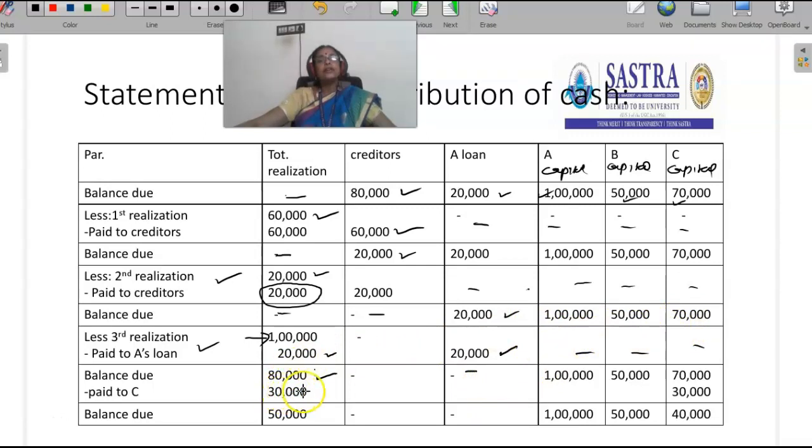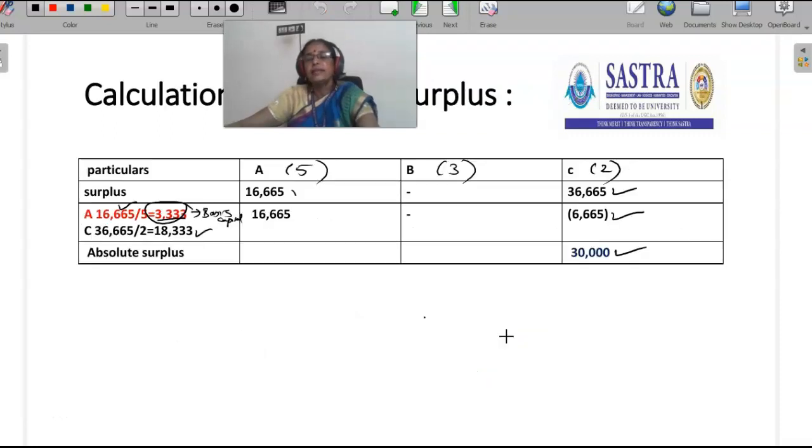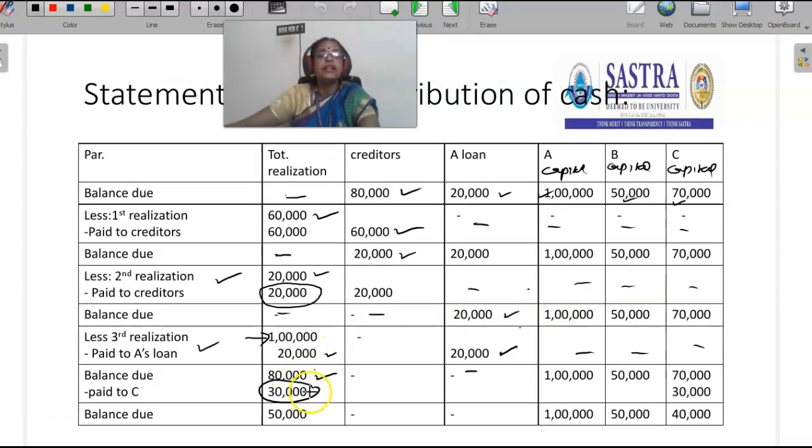They give first preference to C to the extent of 30,000. See, we have calculated the absolute surplus. 30,000 rupees belongs to C. So C has to be given first preference to the extent of 30,000 rupees towards the settlement. So 30,000 rupees is paid to C, and the balance amount is 50,000 rupees. 80,000 minus 30,000 is 50,000 rupees.